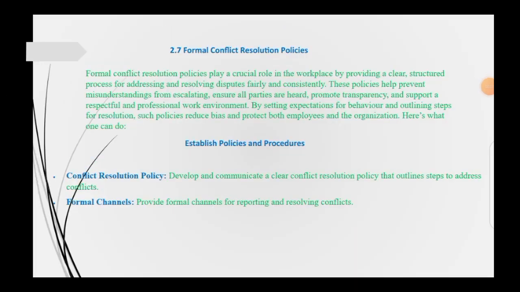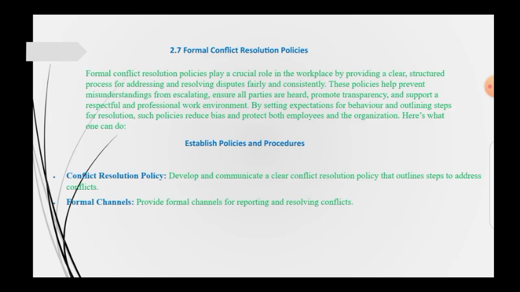So continuing our module number 2, this slide, the subtopic, formal conflict resolution policies. Let's see the slide content first. Formal conflict resolution policies play a crucial role in the workplace by providing a clear, structured process for addressing and resolving disputes fairly and consistently.